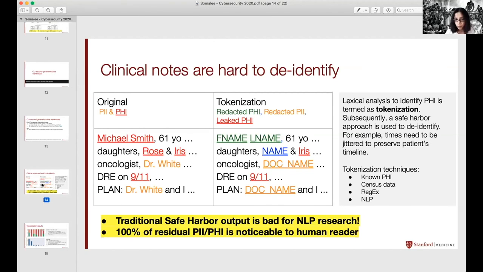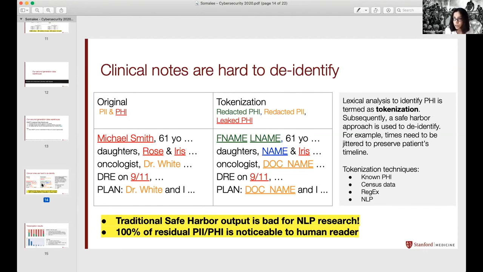The first thing you do when you're trying to de-identify is a lexical analysis, where you tokenize the words and say, okay, this word is a name, this word is an address, this word is a doctor's name, this is a date, this is a social security number. There are multiple techniques for doing this. One is that you already know this is your patient, you already have their known information, you know their names, you know their current address and so forth. So that's the known patient information.